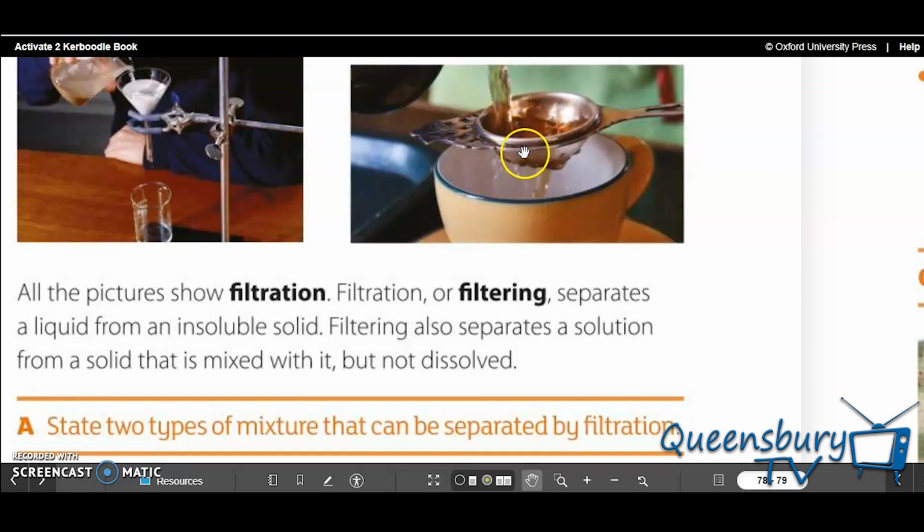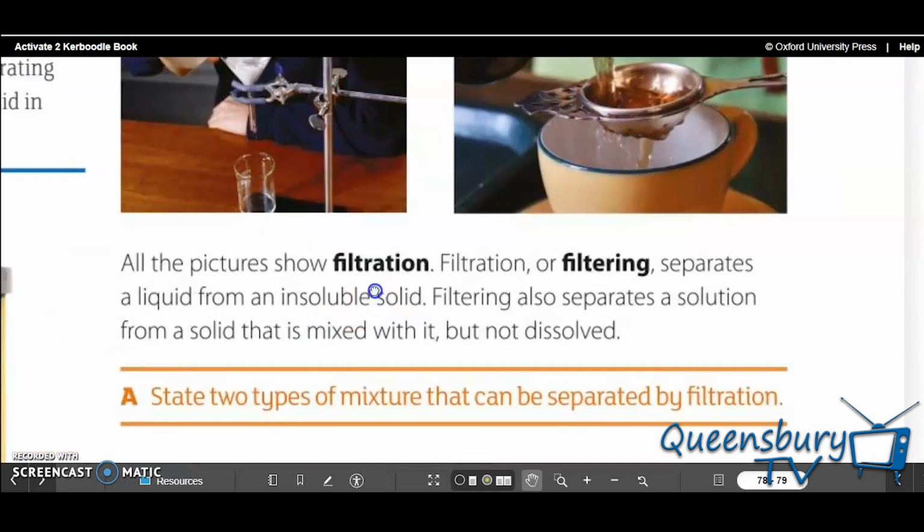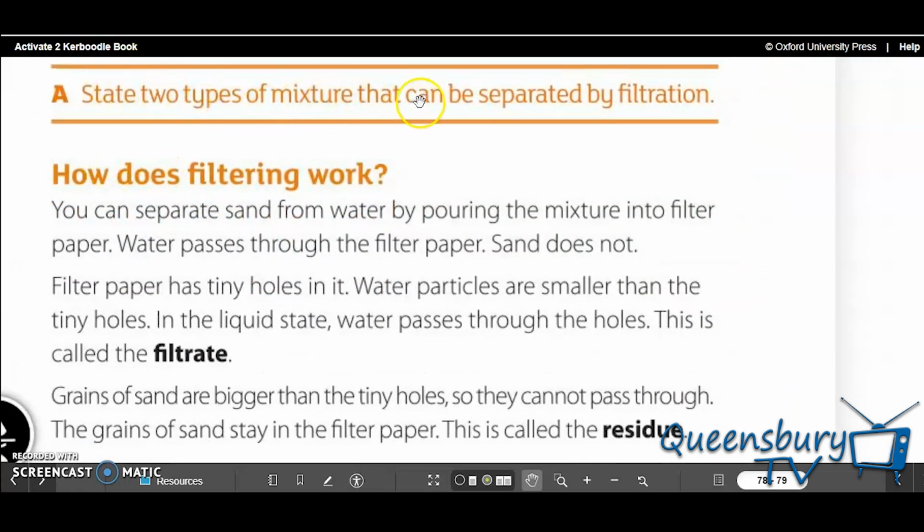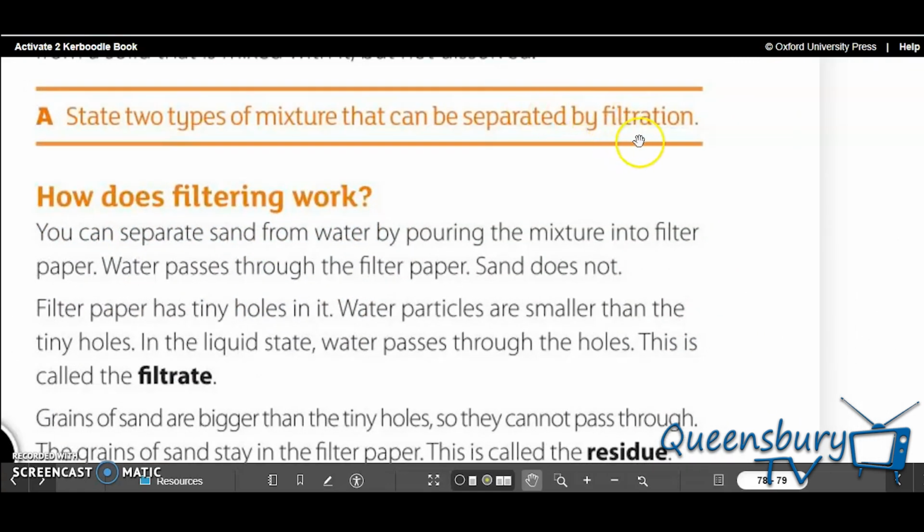Now, some of you might have sieves at home. You might use it for sieving flour. A strainer, for example, is also a sieve. And the whole purpose of filtering is it will let some substances pass through, and it will hold or prevent other substances from passing through. So this is filtering.